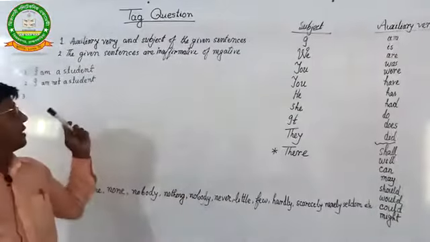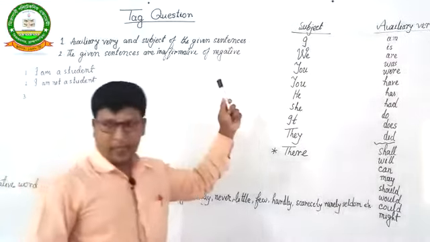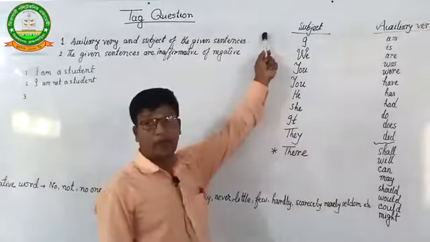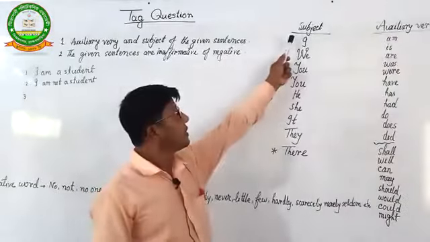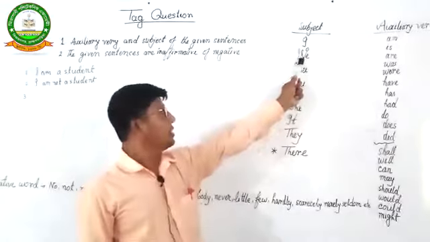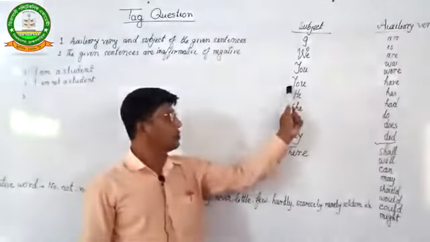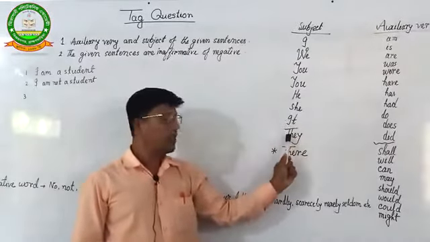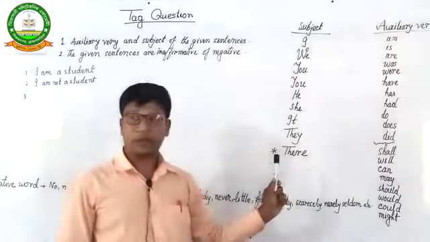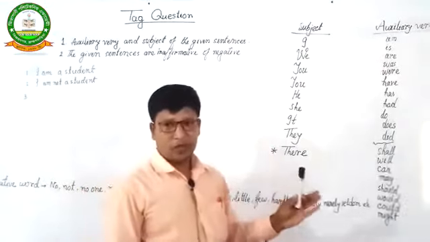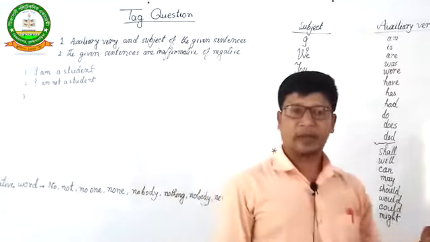So, I have written some subjects which we will use in tag questions. Here, please look at the board. Here, subject: I, we, you, he, she, it, they. These are the subjects which we will use to add a tag question at the end of the sentence.